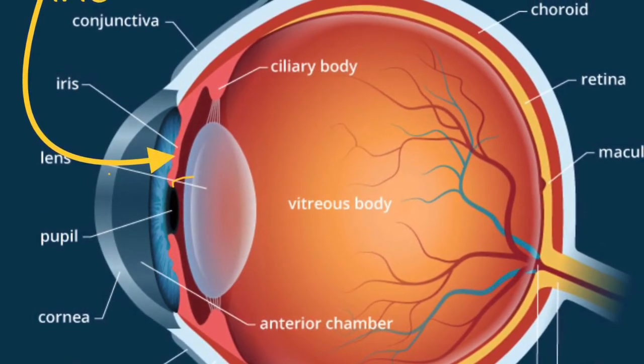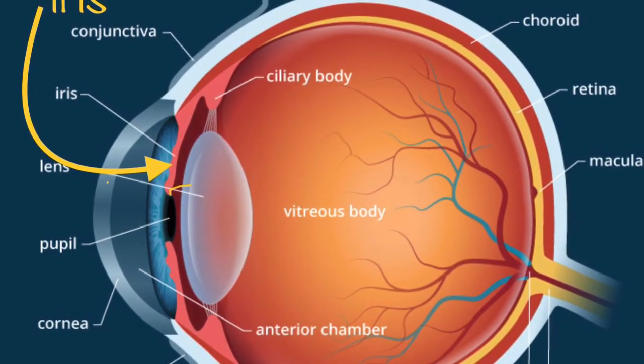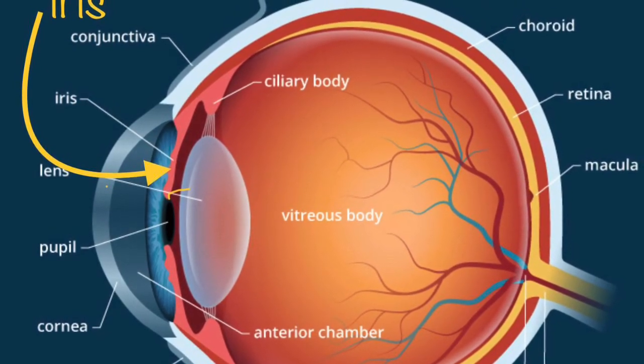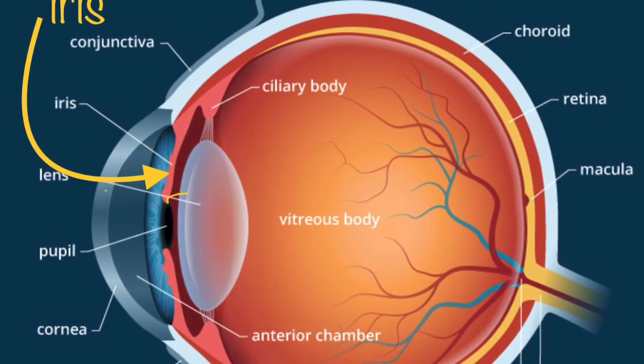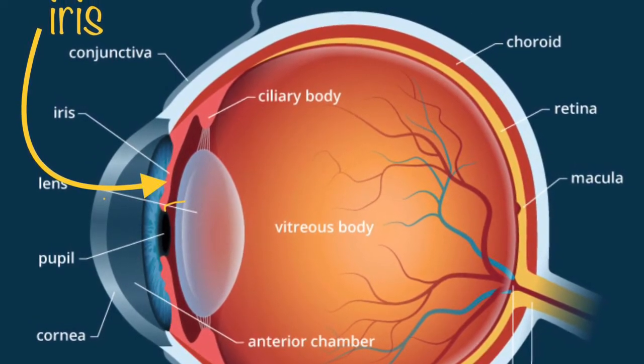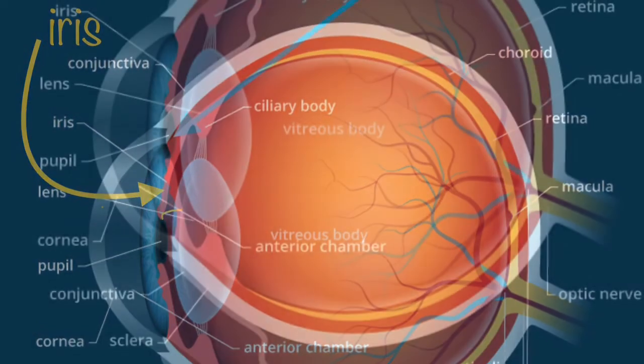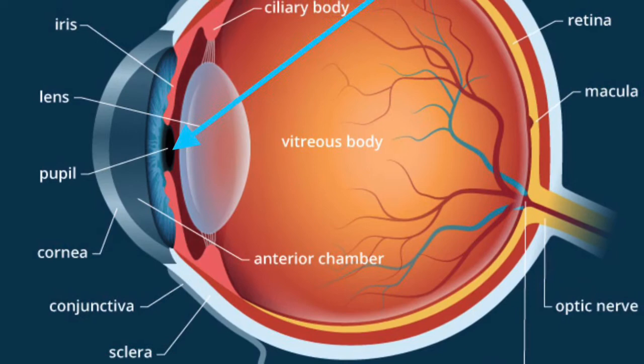Next is the iris. This is the colored part of the eye. Typically, it's brown, green, hazel, or blue. It includes the pupil and controls the amount of light that enters through the eye by enlarging or minimizing the size of the pupil. This takes us right into the pupil.